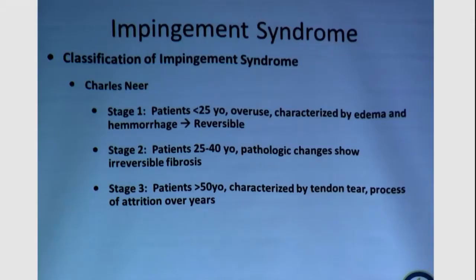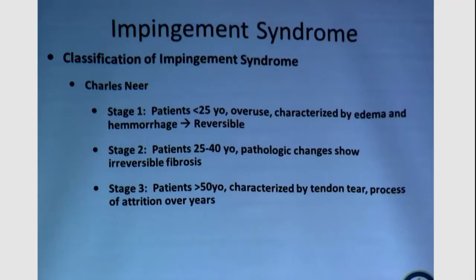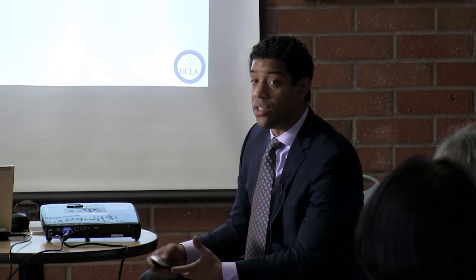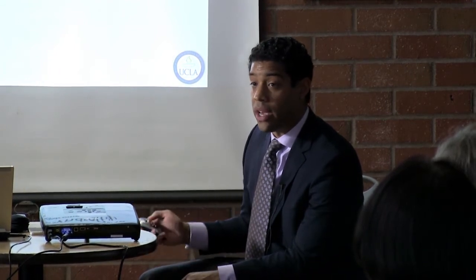In patients 25 to 40 years old, they can actually have irreversible changes, something we call fibrosis, where you develop scarring within the tendon itself. And then in stage 3, patients have irreversible changes, and with general chronic attrition over years, you can actually develop real rotator cuff tears.